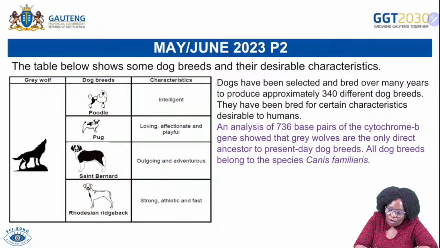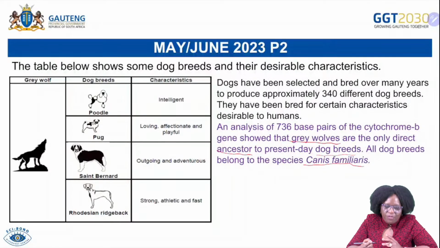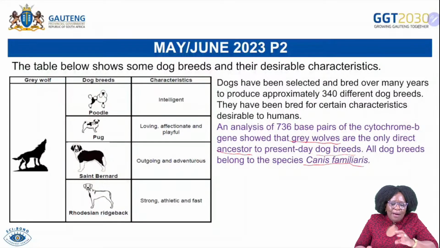An analysis of 736 base pairs of the cytochrome B gene showed that gray wolves are the only direct ancestor to the present-day dog breeds. All dog breeds belong to the species Canis familiaris. You have read, don't read it once. I'm reading it once, but read it twice and read it the third time so that it starts to make sense or to speak to you. But again, come to the table and see what you are given.